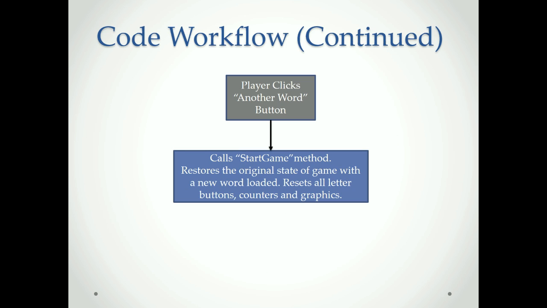When a player clicks the another word button, this calls the start game method. This restores the original state of the game with a new word loaded. This resets all the letter buttons, counters, and graphics to their original state.